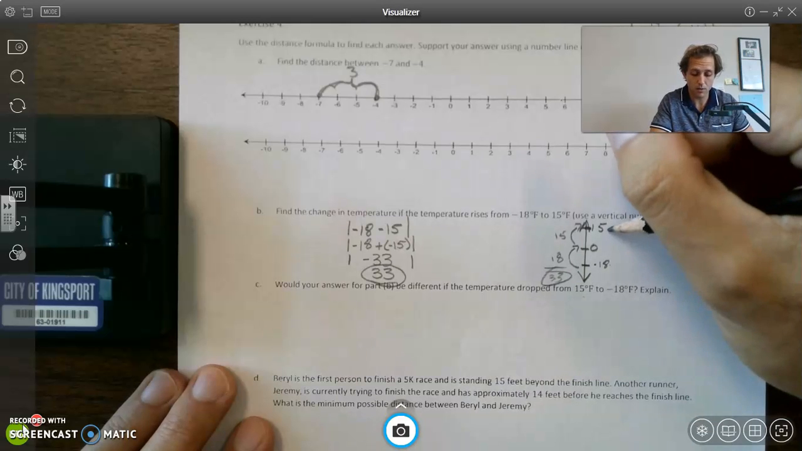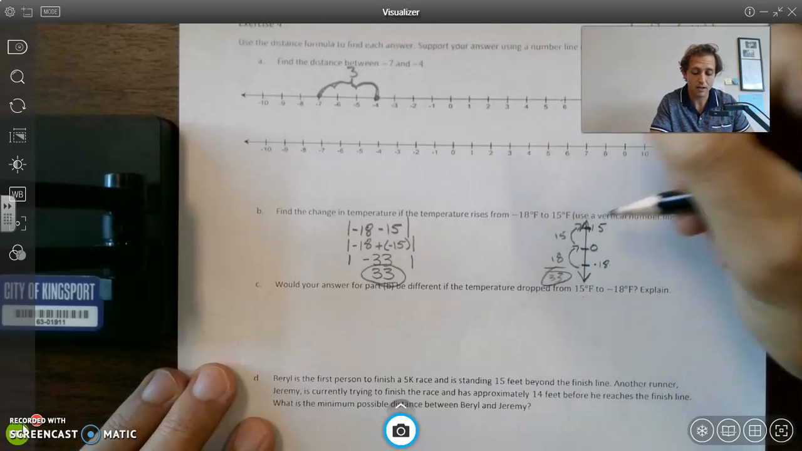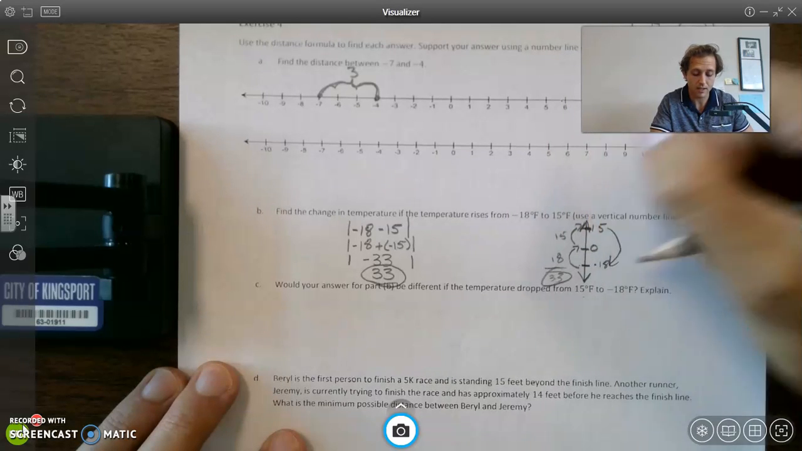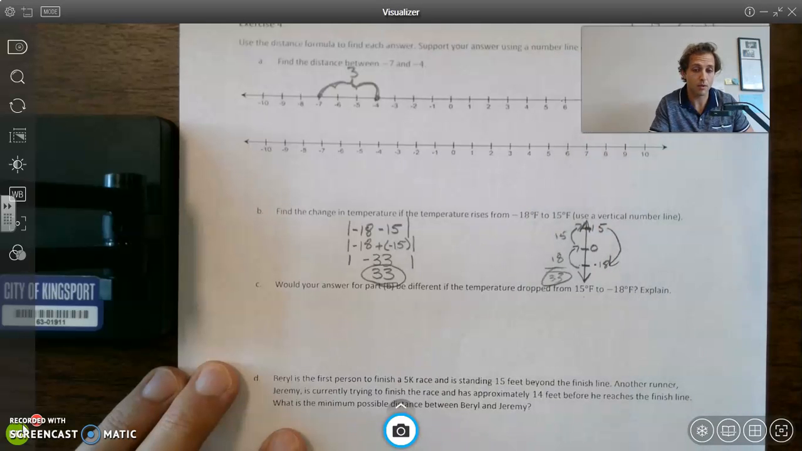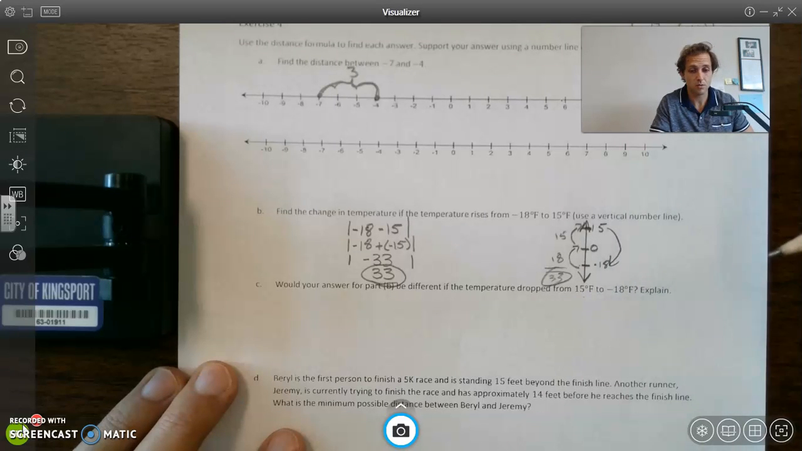So looking at our number line, is the difference from -18 to 15 going to be different than the distance between 15 to negative 18? And we have proven that multiple times that the answer to that is no. They're going to have the same distance. Now, if we were talking about the change, it would be different.